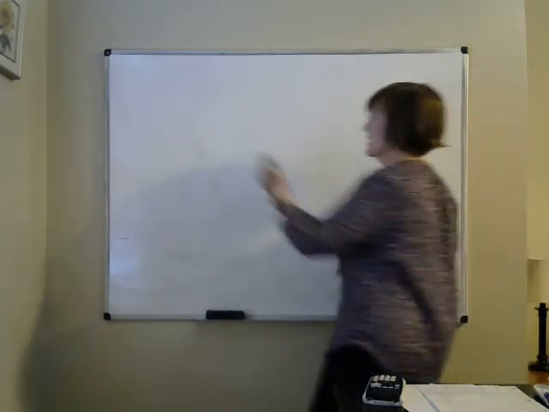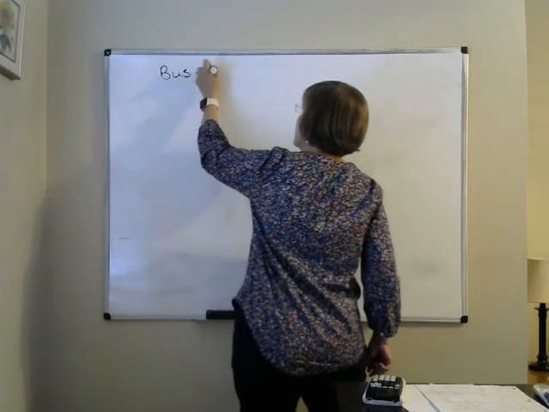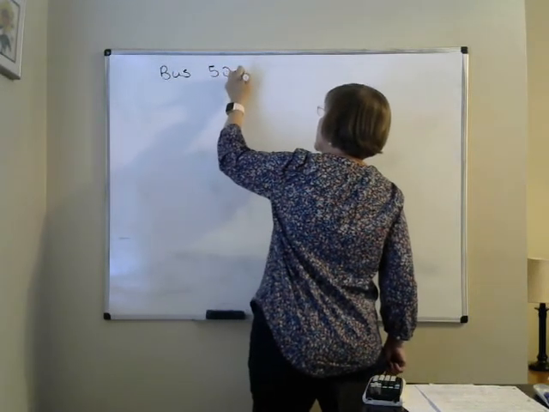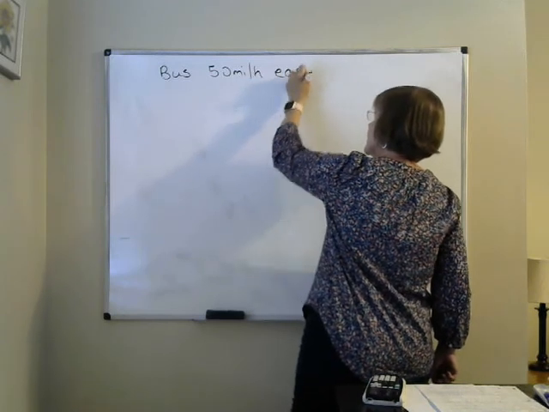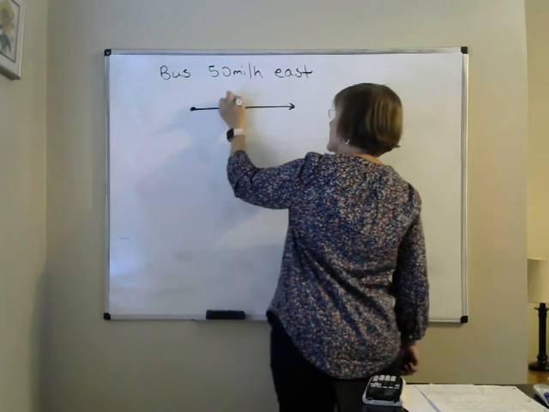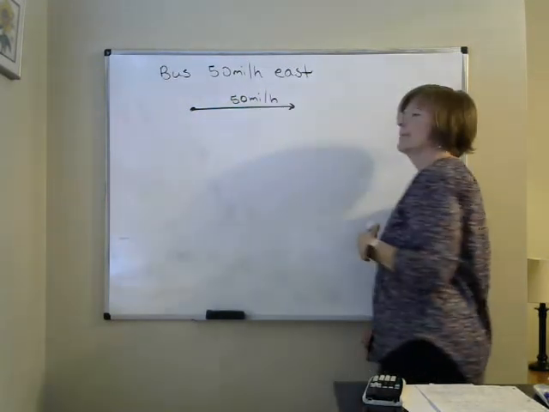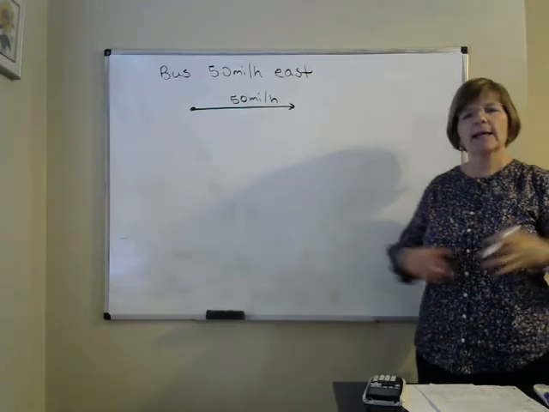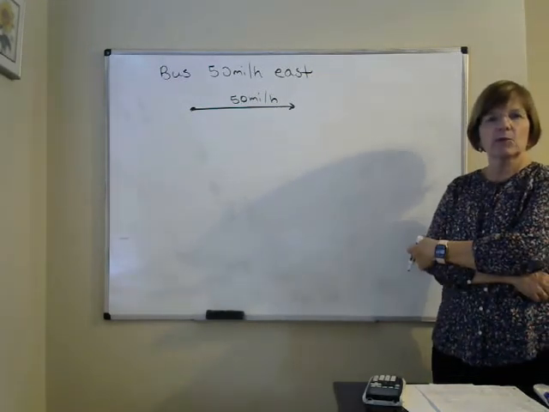But let's consider a bus. This bus is going 50 miles an hour east. If I drew a velocity vector, it'd look like this. This bus is very special. It's made out of glass, so we don't have to be on the bus to see what's going on.